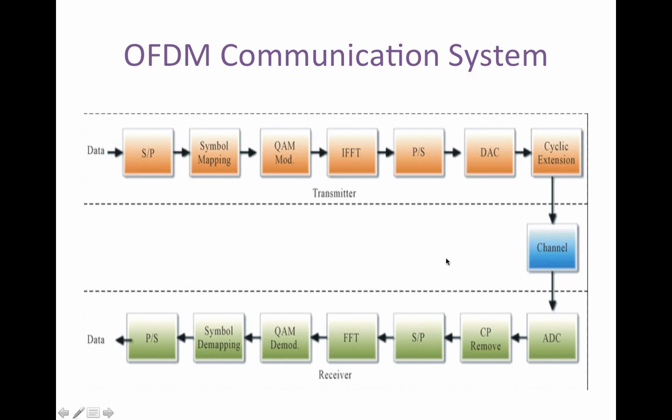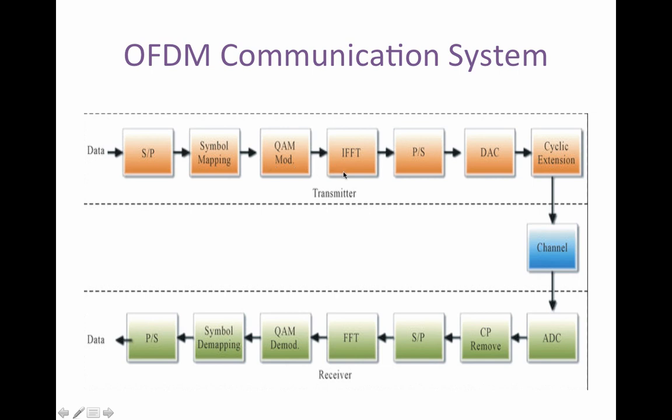This is a block diagram of the basic OFDM system. Here our data is given as an input to the serial to parallel converter, and we can see the output of the serial to parallel converter is given to the symbol mapper. In the symbol mapper, the symbol mapping is done based on the constellation diagram of our modulation technique. Here I'm using QAM, so the symbol mapping is done as per the QAM constellation diagram.